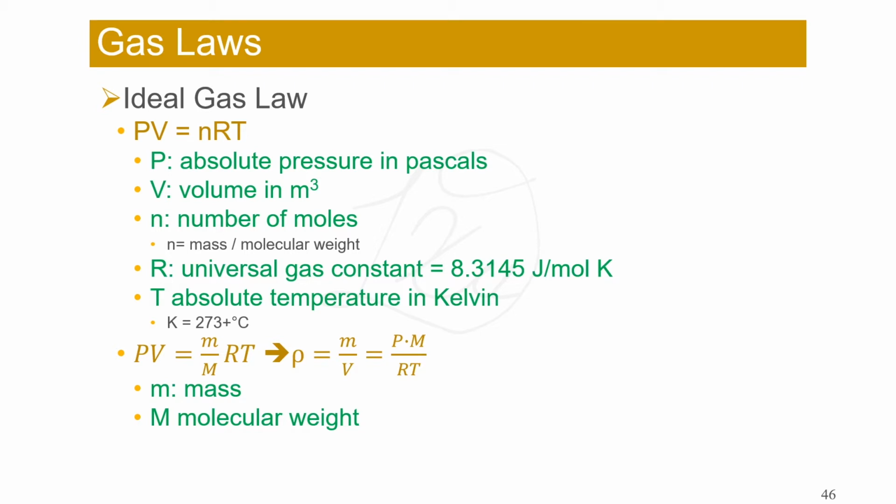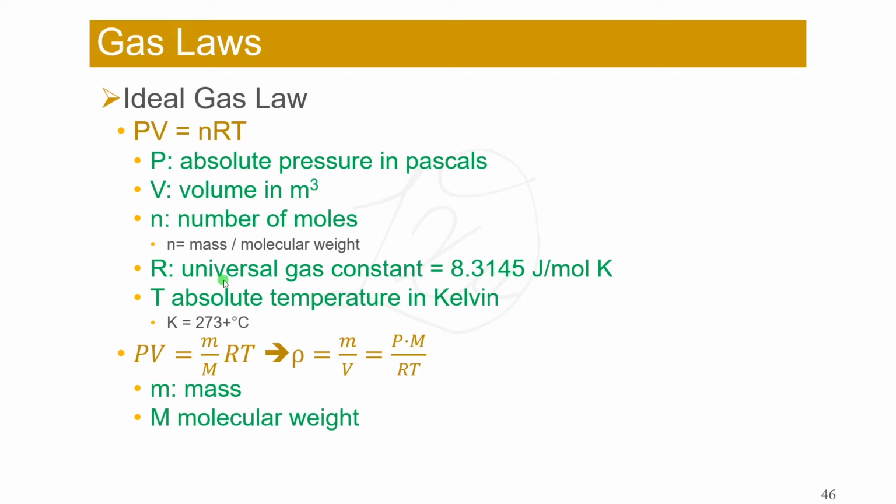Firstly, we will look at the ideal gas law. It is PV equals nRT. P is the absolute pressure in Pascal. V is the volume in cubic meter. n is the number of moles. The number of moles equals the mass of gas divided by the molecular weight of the gas.